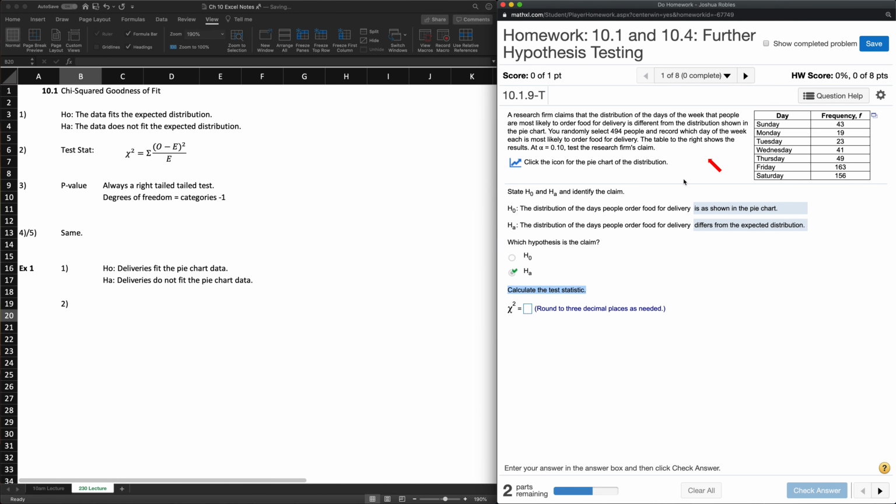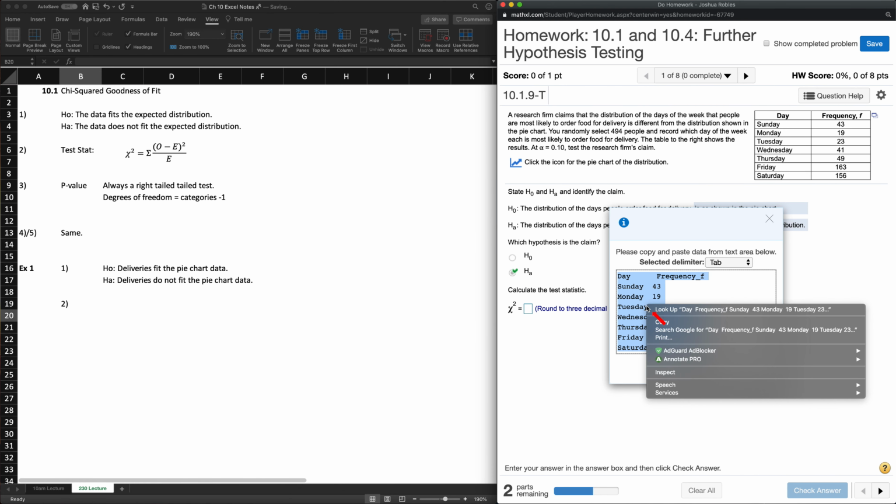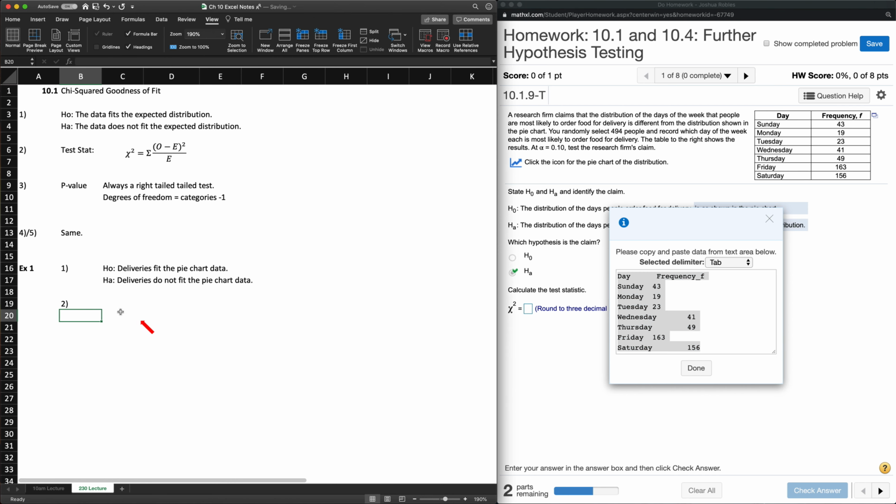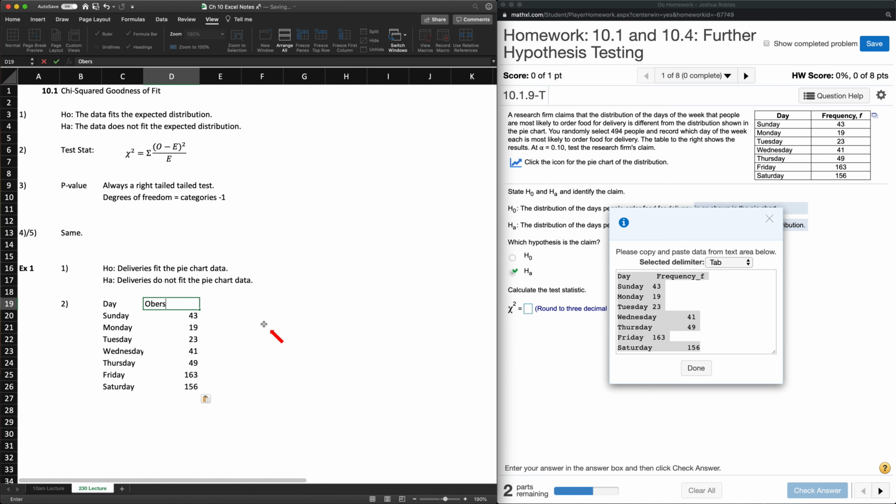So we can put our data into Excel. I'm going to copy it. Frequency is fine for a label, but this is our observed value. We need to know how many total observations there are here. They happen to say that it's 494. We will verify that. There's a lot of decimals there.